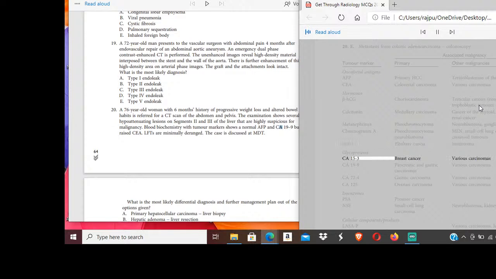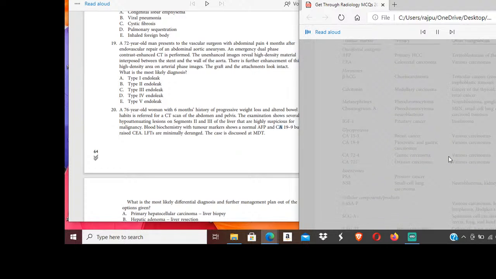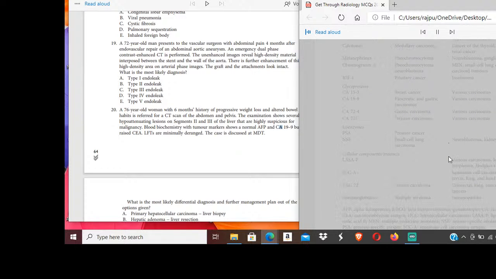Glycoproteins: CA15-3, breast cancer, various carcinomas. CA19-9, pancreatic and gastric carcinomas, various carcinomas. CA72-4, gastric carcinoma, various carcinomas. CA125, ovarian carcinoma, various carcinomas. Isoenzymes: PSA, prostate cancer. NSE, small cell lung carcinoma, neuroblastoma, kidney tumors. Cellular components/products: LASAP, various carcinomas, leukemia, lymphoma, Hodgkin's disease. SCCA, squamous cell carcinoma of the uterus, cervix, lung, and head and neck. TAG 72, gastric carcinoma, colorectal, lung, pancreatic and ovarian cancers. Immunoglobulins, multiple myeloma, gammopathies.